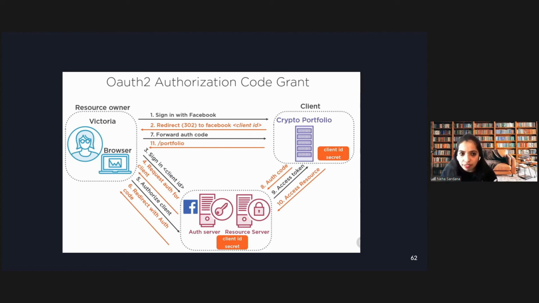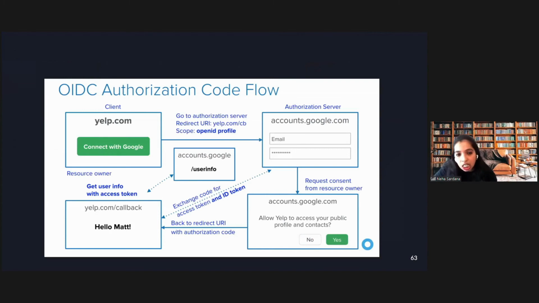So you're trying to sign in using Facebook, but you have already established a client ID and secret between the authorization server and your client. So your request is forwarded, your auth code is generated, the auth code gets forwarded with the request then to get you access to your resources. So that's how the authorization code grant works.